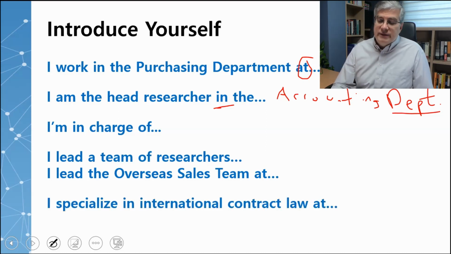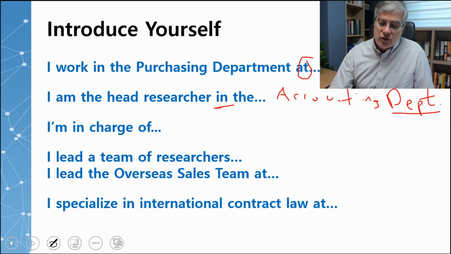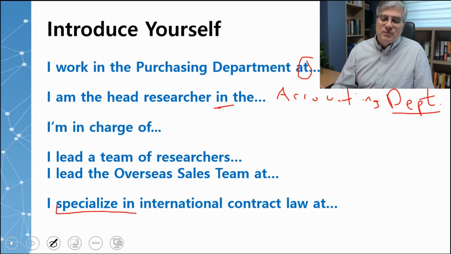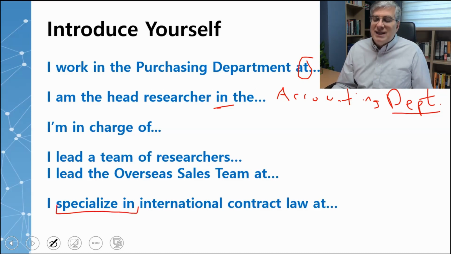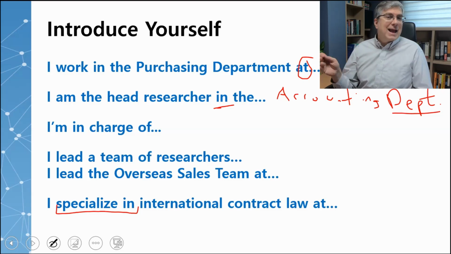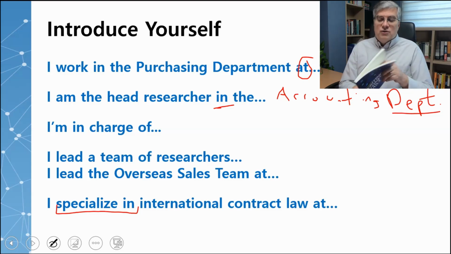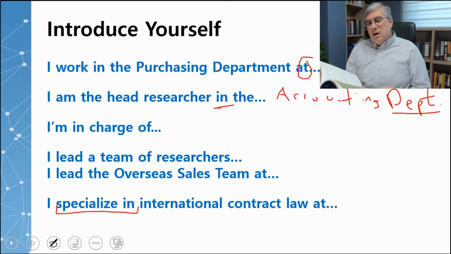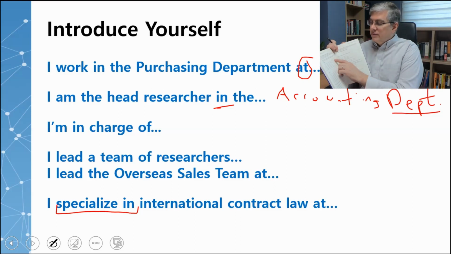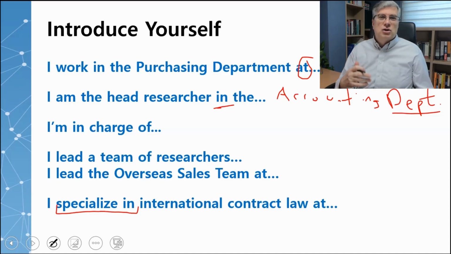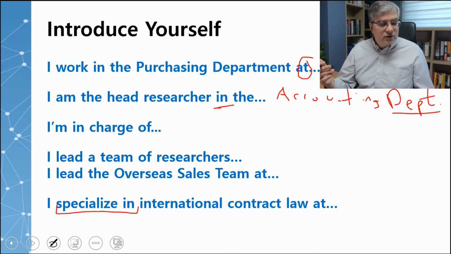I specialize in. This is a good expression to use. It shows that you are an expert in something. I specialize in international contract law at Yoon, Lee, and Kim, right? Some law firm. Okay, I don't know if that's a real firm or not. So these are different ways to introduce yourself. And of course, these expressions are on page 70 here for you. So you could choose one of these as you see fit, according to your situation.